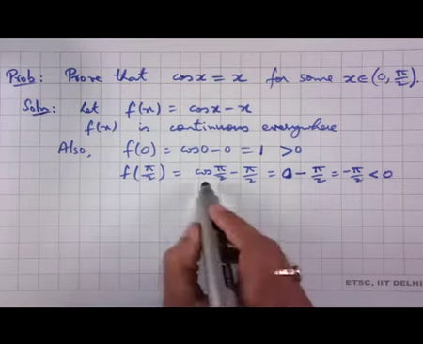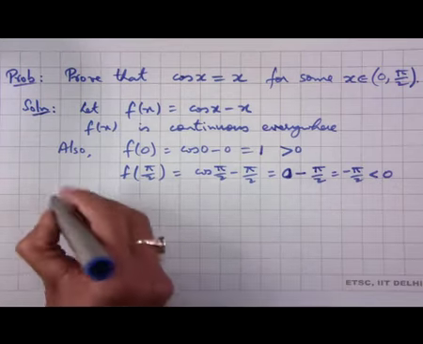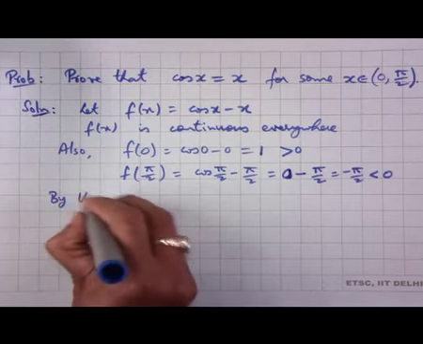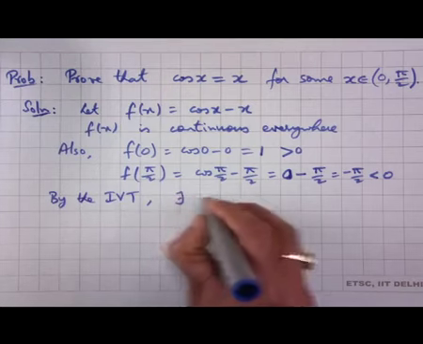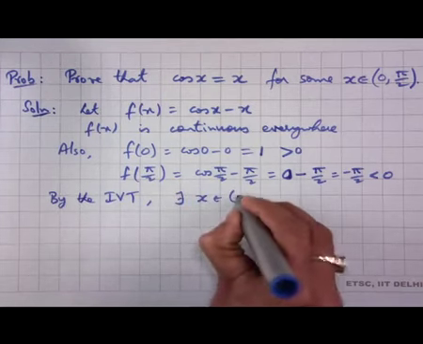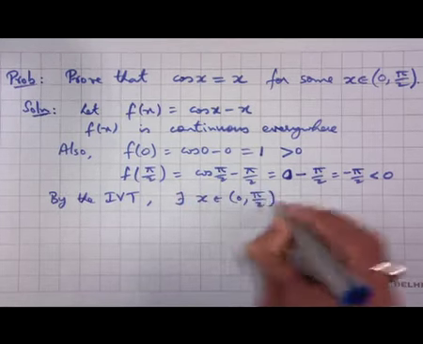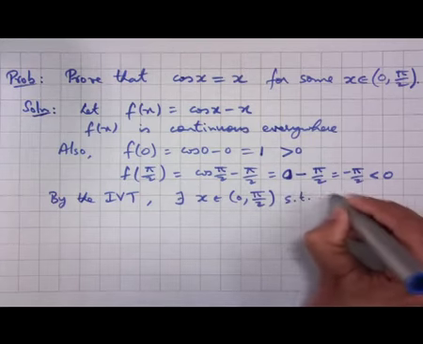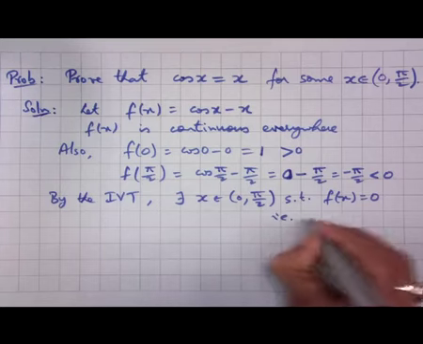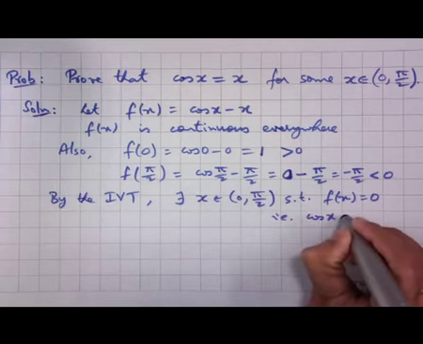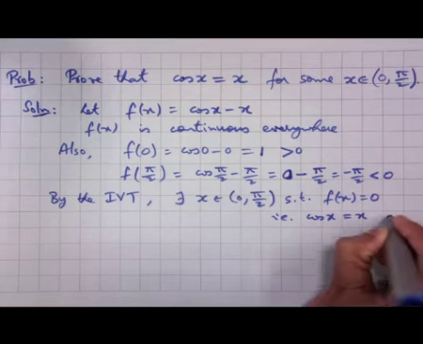So, f of 0 is positive, f of pi by 2 is negative. This means that by the intermediate value theorem, there exists some x in the interval 0 to pi by 2 such that f of x is equal to 0, that is cos x is equal to x, right.